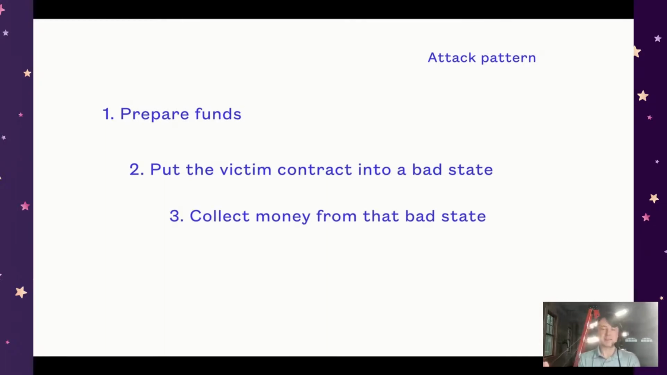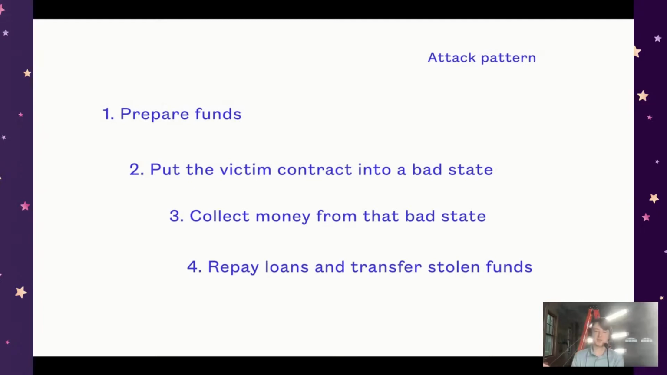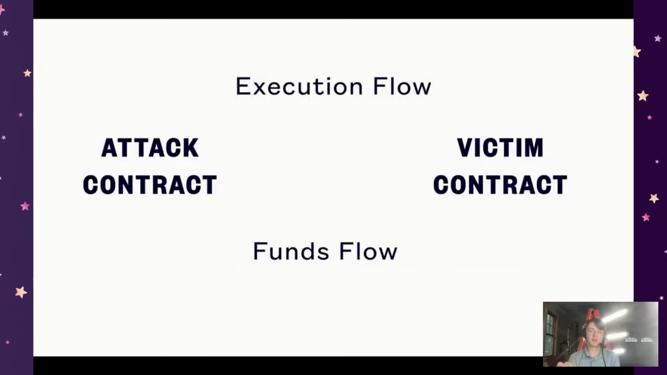And then the attacker tries to get money from that bad state that they put the contract into. And then lastly, the attacker may need to repay flash loans and then transfer the stolen funds out. Sometimes they'll sell them as well. So all that goes into it. But what you really want to focus on, jumping back here to this diagram, is you want to focus on the bug, finding what the bug is in the victim contract that allowed all this to happen.